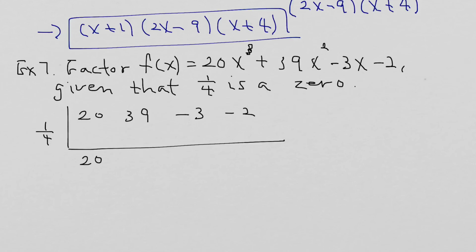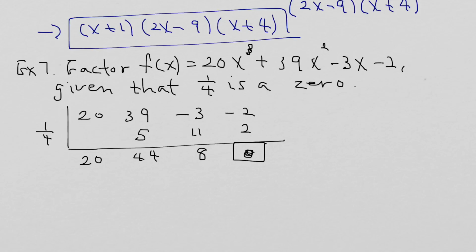Always the first number, just use as it is. 1/4 of 20 is 5. And when you're adding it, it's 44. 1/4 of 44 is 11. And when you're adding it, it will be +8. 1/4 of 8 is 2, which gives you 0. And we know we will get 0 because that's what it's saying. 1/4 is a 0.